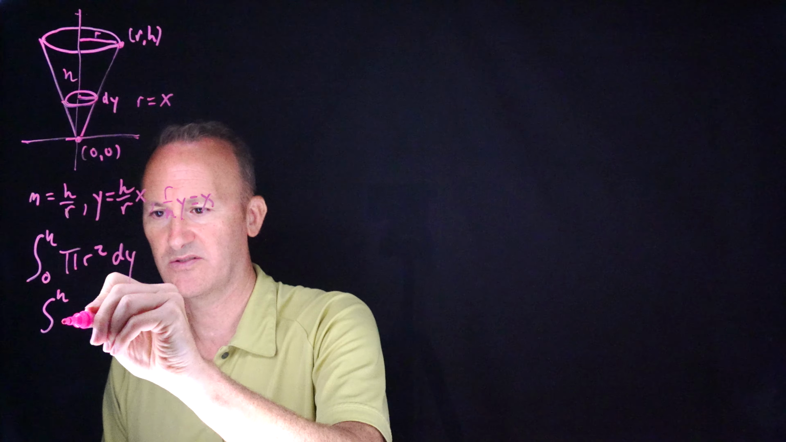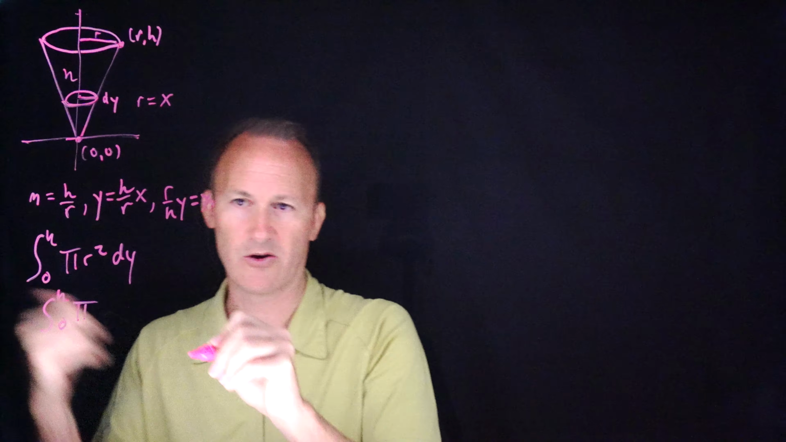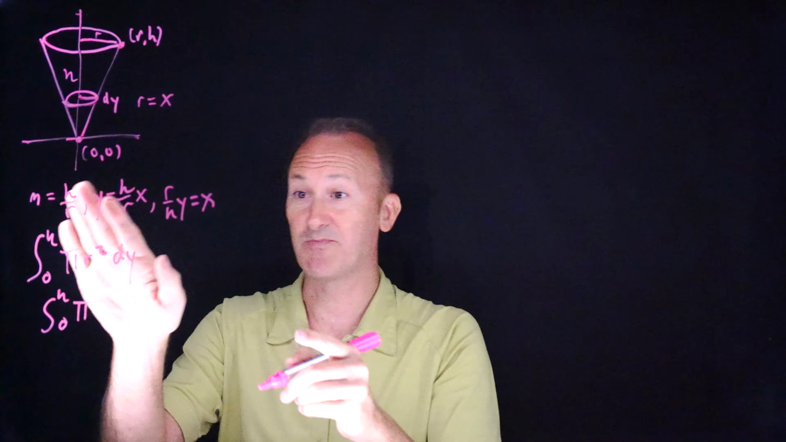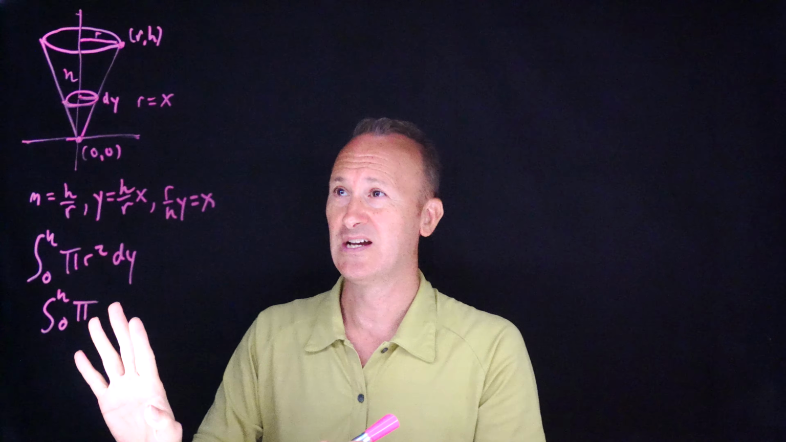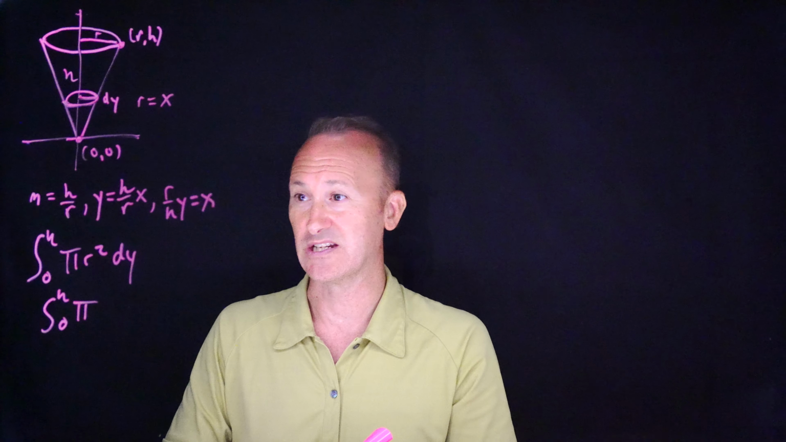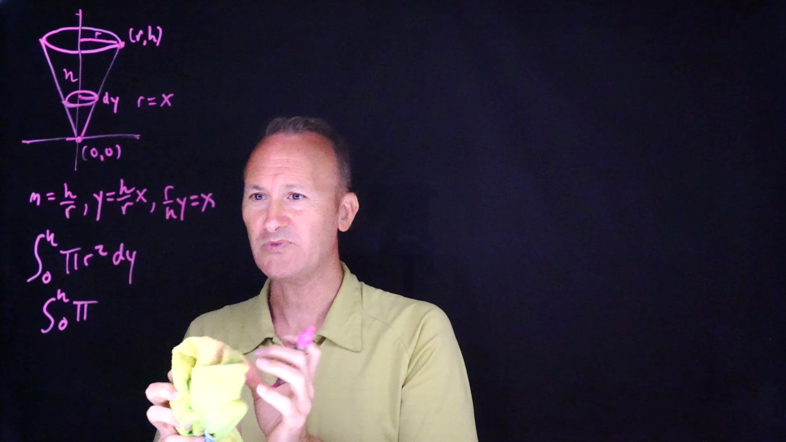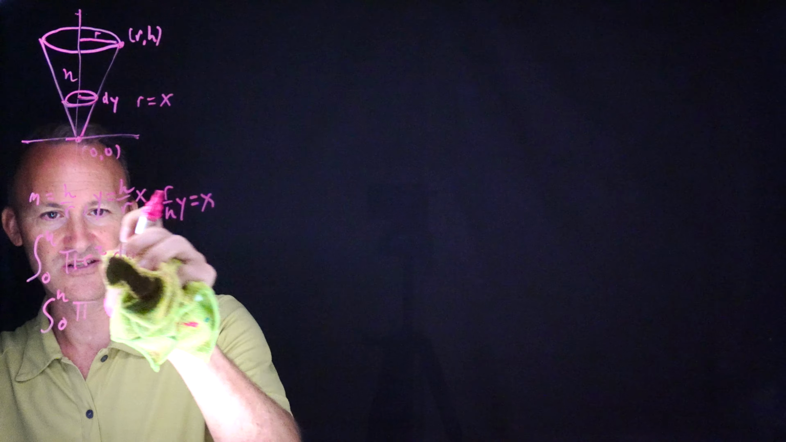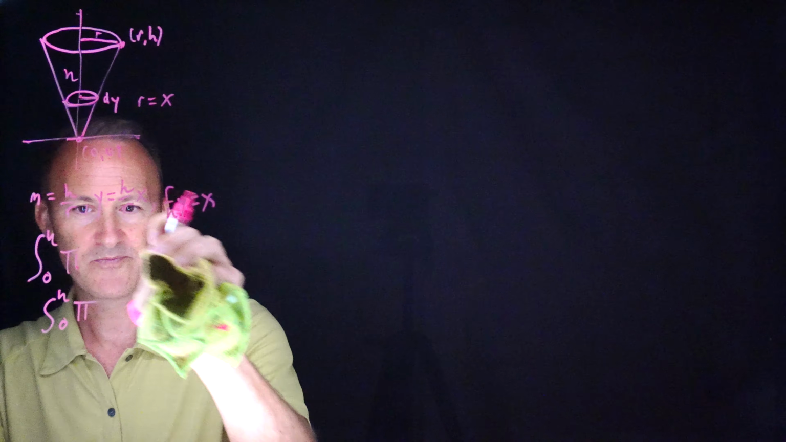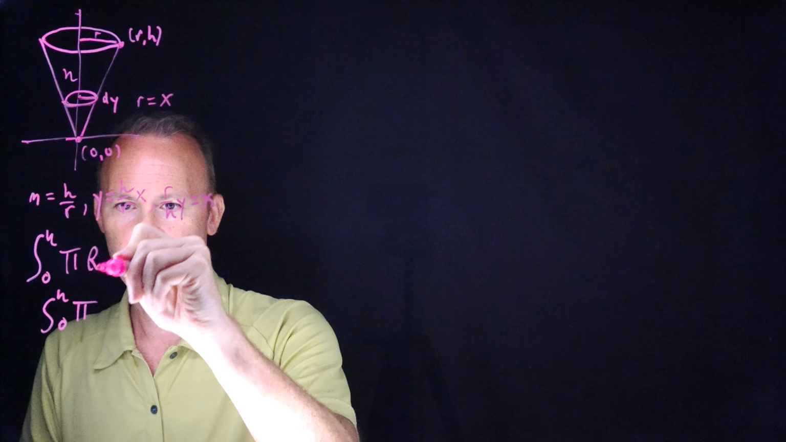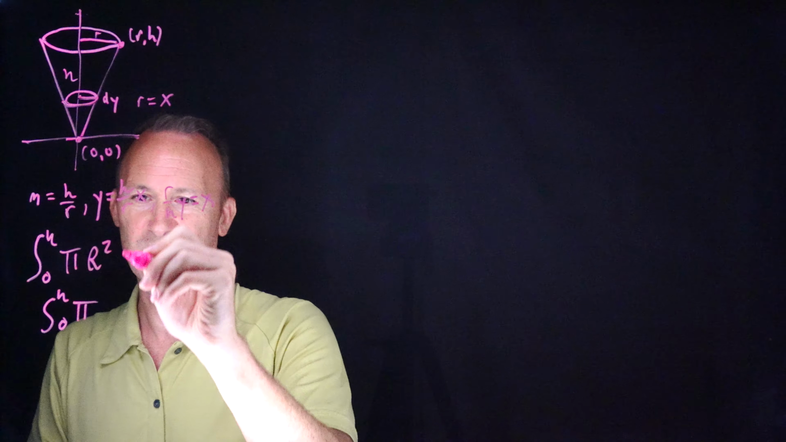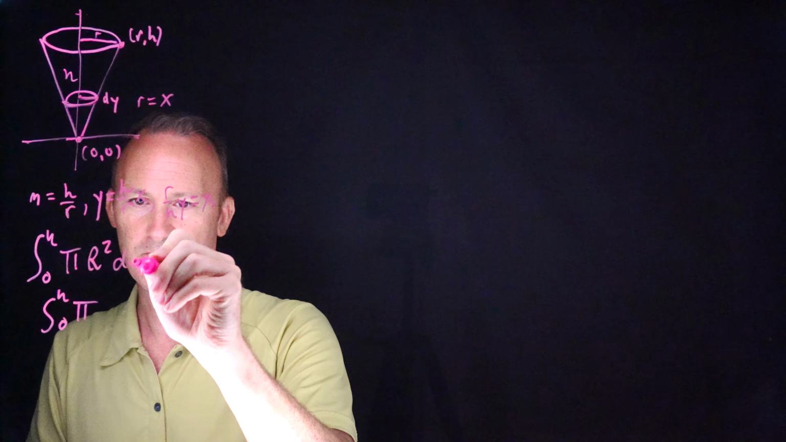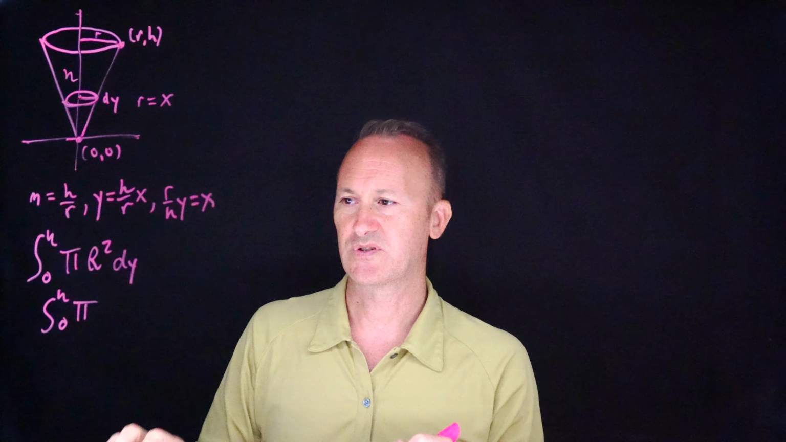So we're going from 0 to h. We've got the pi, which can go out front, because that's a constant. Now when we square the radius, by the way, these two r's are completely different. I should have named them something different. In fact, why don't I do that to avoid confusion? So if little r is taken, we're just going to call this one big R. So this would be big R squared dy.